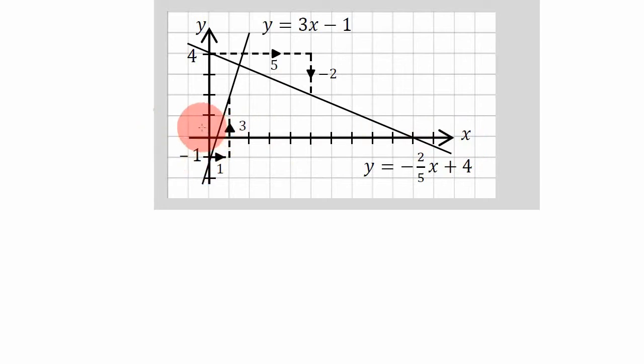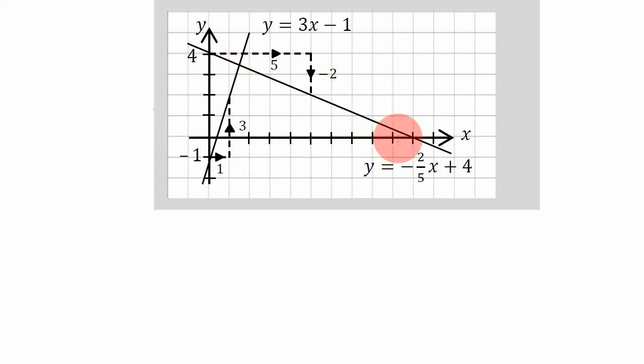So we're always going from left to right, and this gradient is going downwards if the gradient is negative. Negative gradients go downwards if you're going from left to right, and they go upwards like this positive 3 gradient does. They go upwards if they're positive. So that's a positive gradient, and this downwards one is a negative gradient.